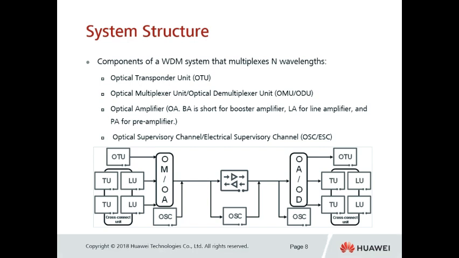We have a lot of overhead transmitted with your service signal. So here, those overheads will carry your supervisory channel and transmit with your customer service. Okay, so it will be like this way. When your customer service is detected during the transmission, the ESC supervisory channel will be detected.